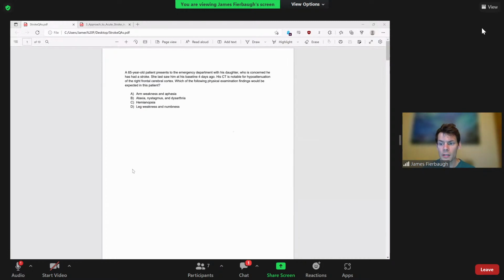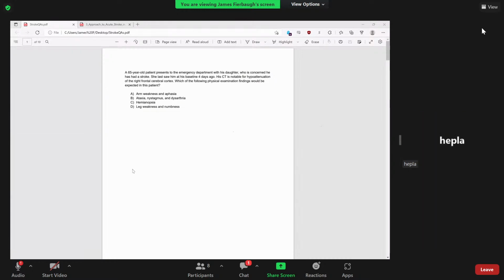I think an important part of this question is that the finding on CT scan is only in the right frontal cortex. You don't see any additional imaging findings on CT, at least. And I saw how well everybody did on their questions last week, so I made these ones a little bit more difficult.